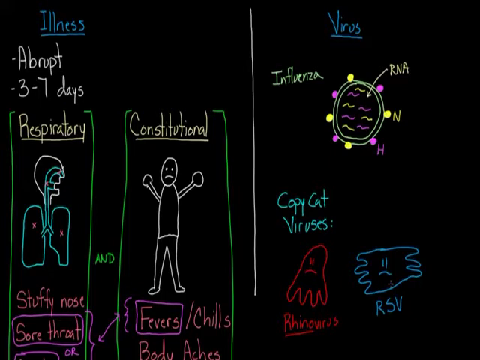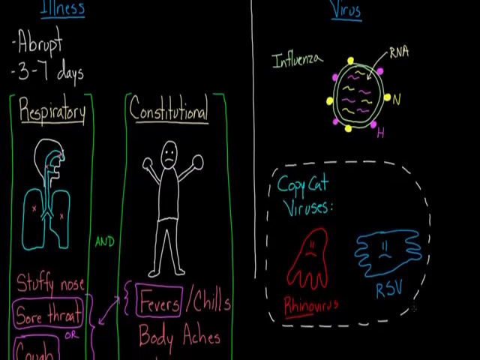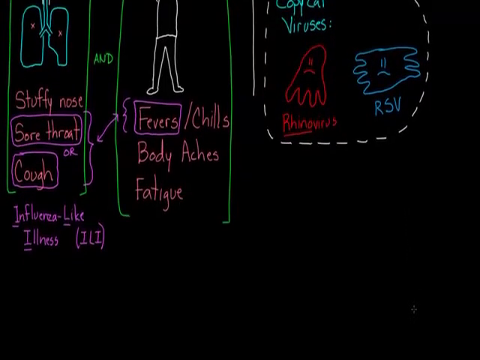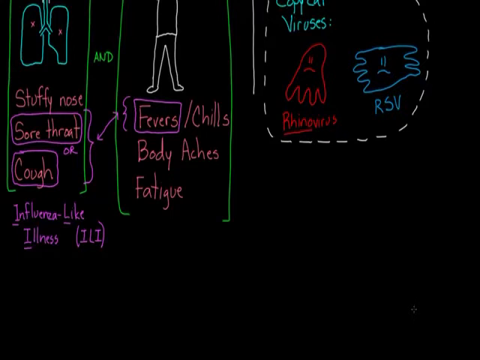But the idea here, guys, and this is interesting, is that these copycat viruses can sometimes fool us into thinking that we're dealing with influenza, because some of the symptoms you get with rhinovirus and with RSV end up being pretty similar to the symptoms you get with the flu. And so as a result, we have to have some way of telling them apart. That's why you may have heard of the term the cold. Let me bring this down and show you the cold and the flu side by side and how to distinguish between the two.